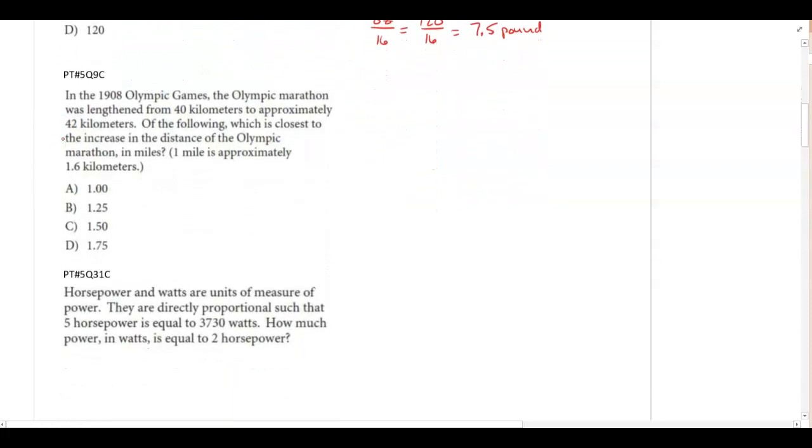Okay, the next one. In the 1908 Olympic Games, the Olympic marathon was lengthened from 40 to approximately 42 kilometers. Of the following, which is the closest to the increase in distance of the Olympic marathon in miles? So here's the thing. We went from 40 to 42 kilometers, meaning we increased 2 kilometers. So the question is basically asking how many miles is 2 kilometers.